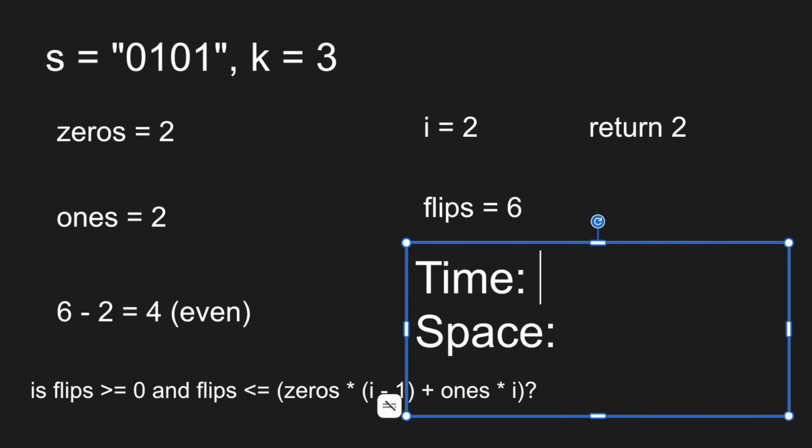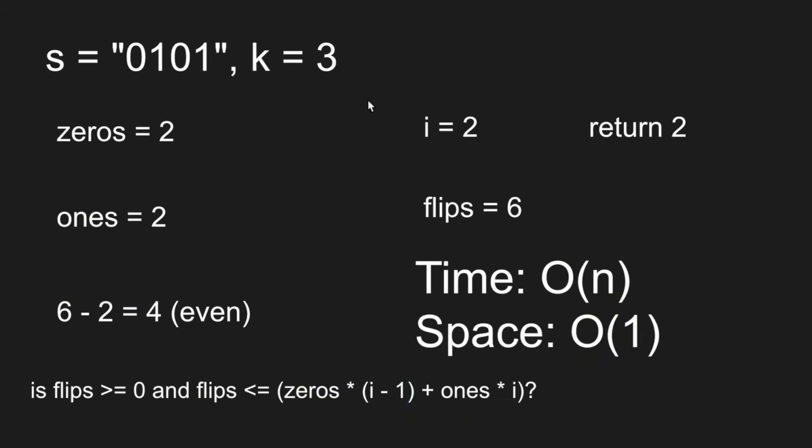So the time complexity would be O of n, where n is the length of the string, because we will iterate from 1 to the length of the string, and the space complexity would be O of 1, because the size of these variables will not depend on the size of the input string. So now let's get to the coding part.